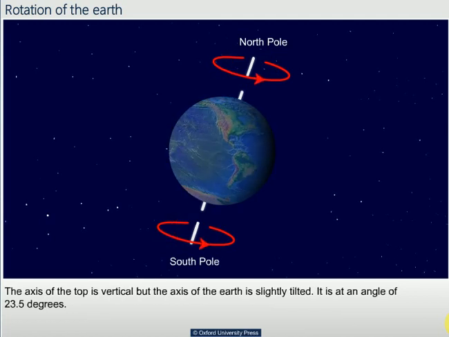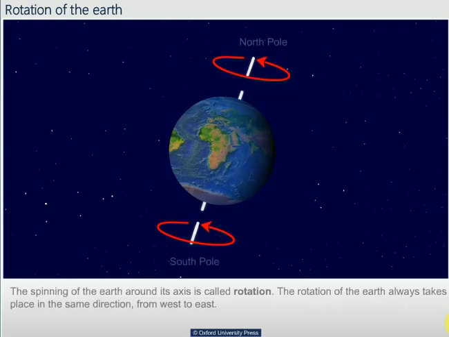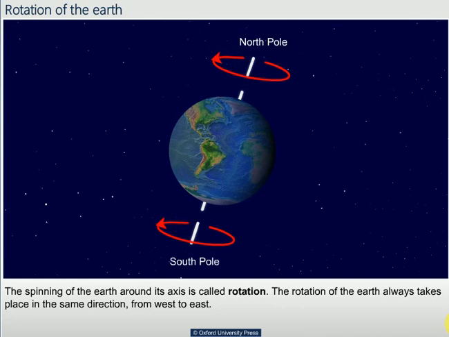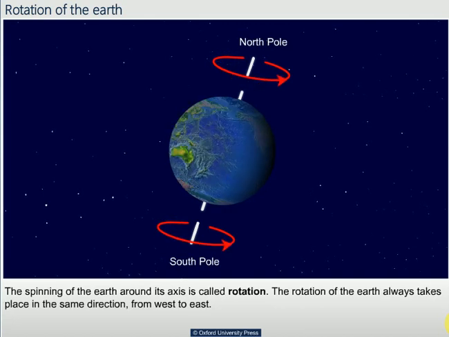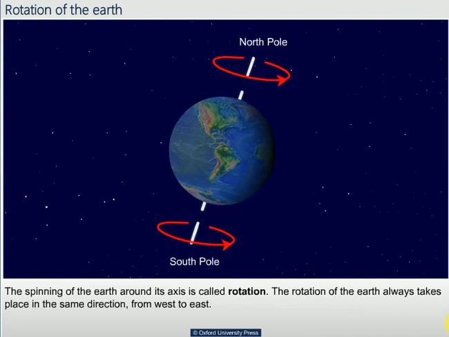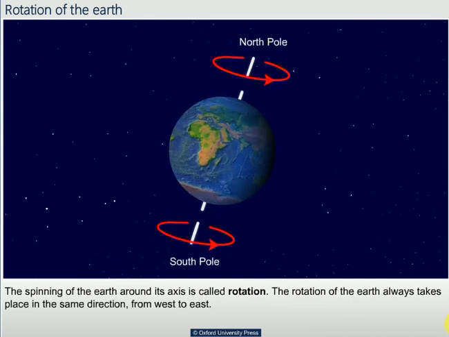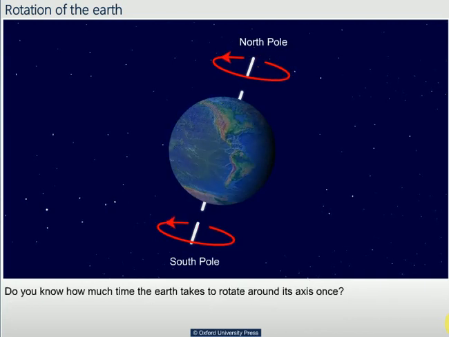The spinning of the Earth around its axis is called rotation. The rotation of the Earth always takes place in the same direction, from west to east. Do you know how much time the Earth takes to rotate on its axis once? The Earth takes 24 hours to spin around its axis once.